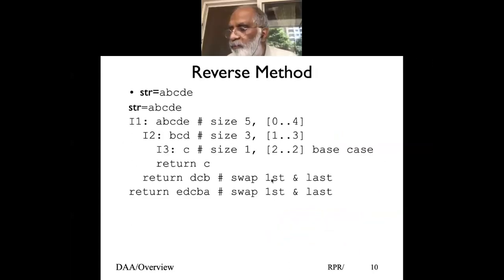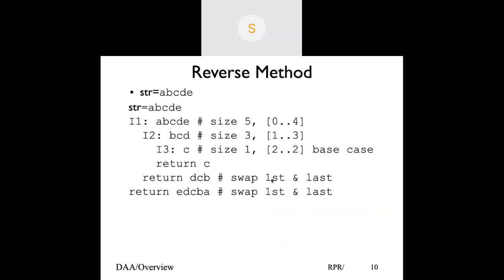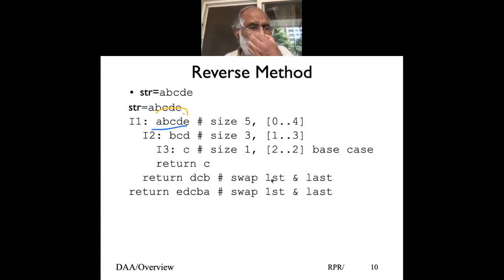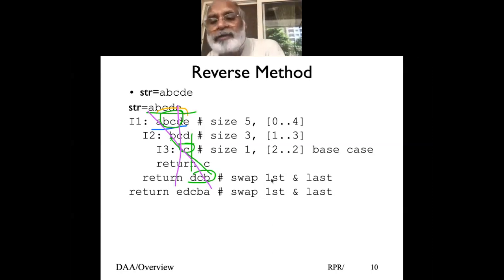So how to do the reverse? You take the problem. Reverse means A has to go to E and E has to go to A. Every time I decrease the problem size by 2. If it is 5, I take 3, then take 1. 1 is the reverse of itself, and then combine with reverse of D and B. So after 1, I got the reverse of C, for B and D, B comes here, D comes here, I got reverse of 3. For 5, E comes here, and A comes here. So by decreasing the problem by size 2, I'm doing a reverse.